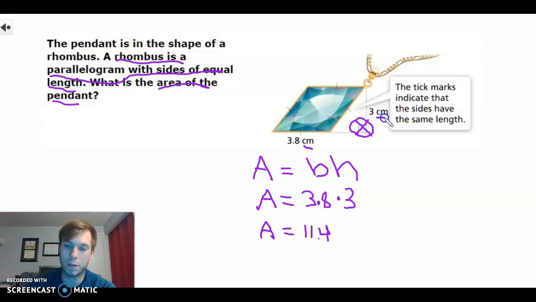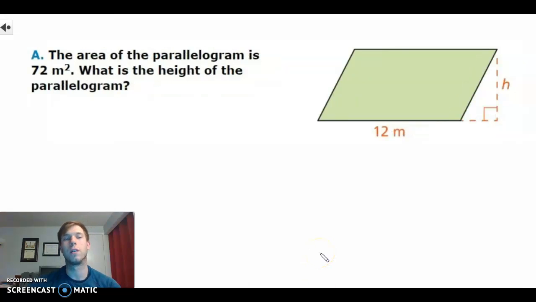They both have the same units, which is very important. So 11 4/10 centimeters, and then it's going to be squared. So the area of this rhombus, or the area of the pendant, is 11 4/10 centimeters squared. Let's keep on moving on.